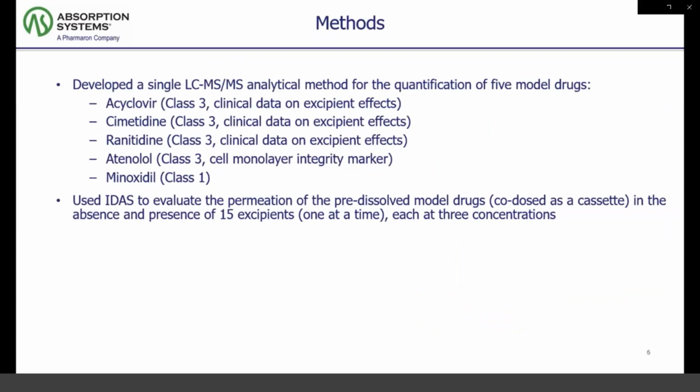Atenolol is a class 3 drug that we included as a cell monolayer integrity marker, and the class 1 drug minoxidil was included with the expectation that its permeation would not be affected by excipients. We pre-dissolved the 5 model drugs and co-dosed them in IDOS as a cassette, without excipients and with 15 different excipients, one excipient at a time, each at 3 concentrations.